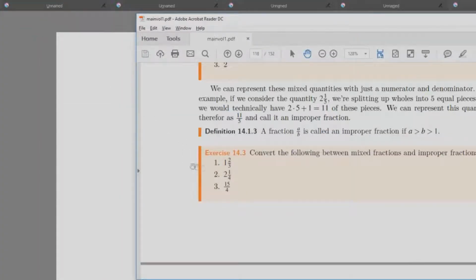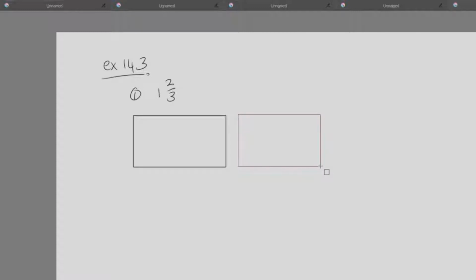Exercise 14.3, 1 2/3. Let's use a diagram because we're on the intuitive side, to try and make sense of this. Number sense is very important. In this case, I'm going to split everything in 3 equal pieces, even though I am taking the whole first loaf of bread.